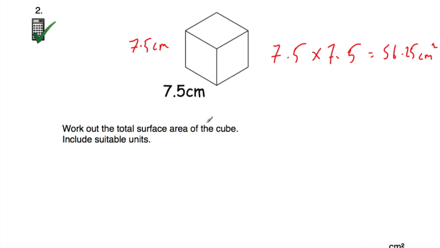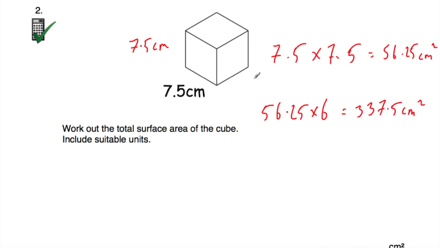So if we want to find the total surface area of this cube, we could add together 6 56.25s, or we could do 56.25 multiplied by 6 and see what we get. So let's get our calculator and work this out. If we do 56.25 multiplied by 6, that's equal to 337.5 centimeters squared.